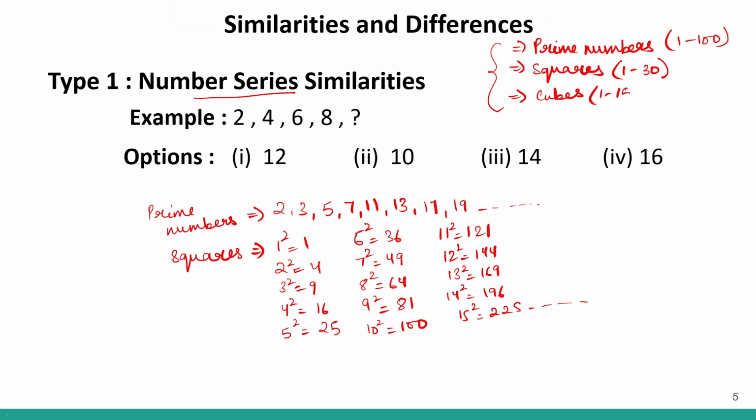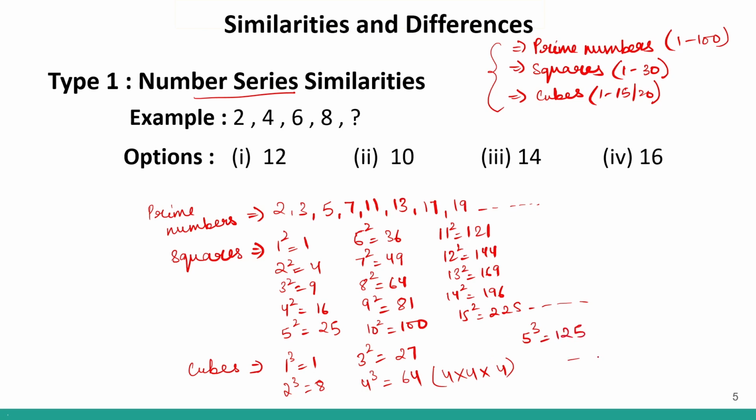Cubes similarly 1 to 15 or even 20. If you can expand it up to 20, good, but at least 1 to 15 you should know. So again, when we talk about cubes, 1 cube is 1. Similarly, 2 cube is 8. 3 cube is 27. 4 cube is 64. So how do we write cubes? We write 4 into 4 into 4. Similarly, 5 cube is 125 and so on. So up till 15 or 20 you should know. This much information is pre-required for number series similarities.